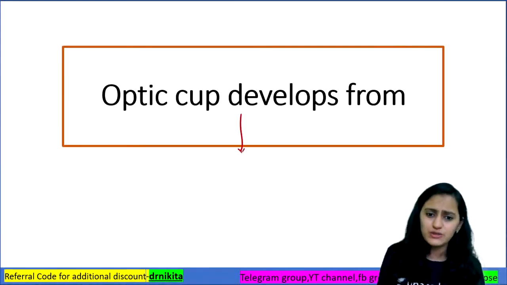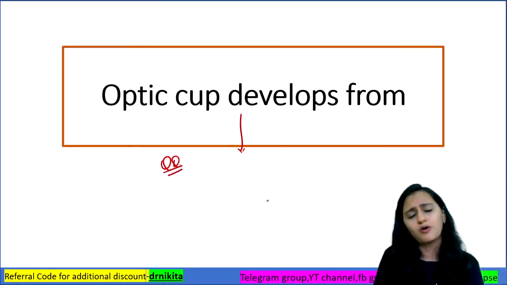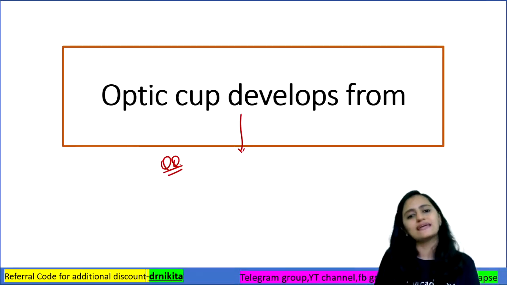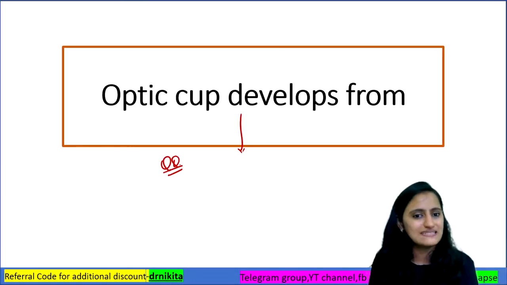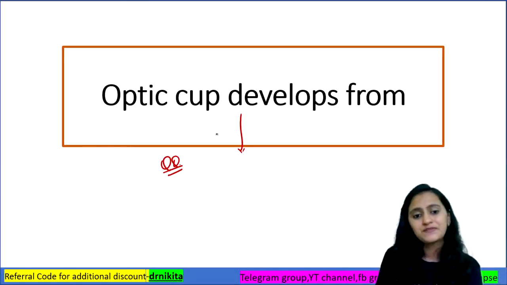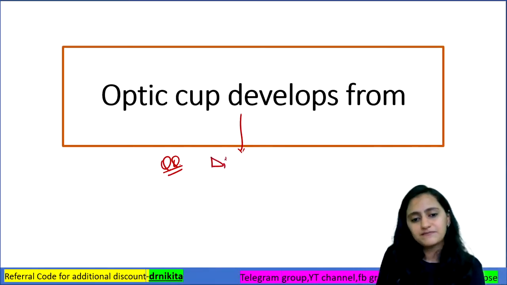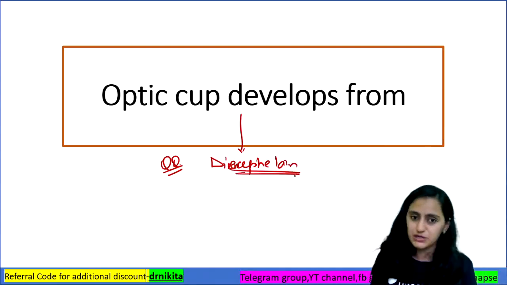If this is a question which comes in embryology, again very important, optic cup develops from telencephalon, diencephalon, metencephalon, myelencephalon. What will be the answer to this? So optic cup develops from, remember, diencephalon. It develops from diencephalon. Again, an important question and it is frequently asked.